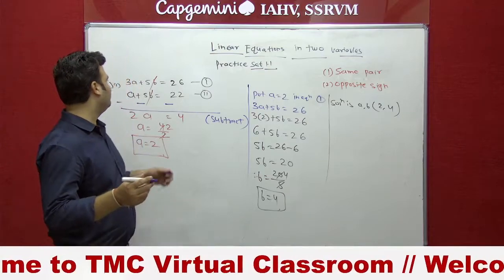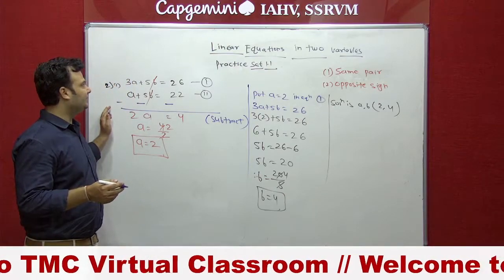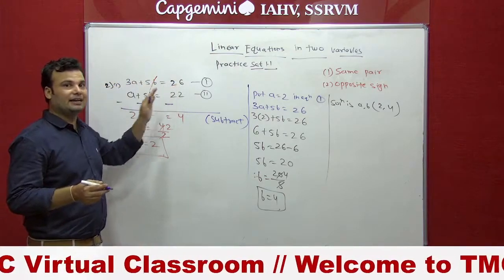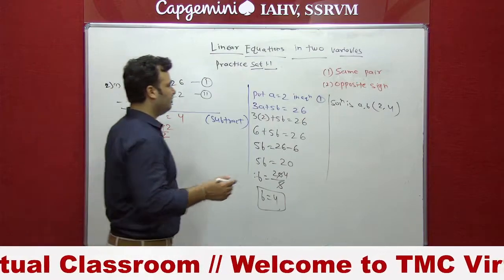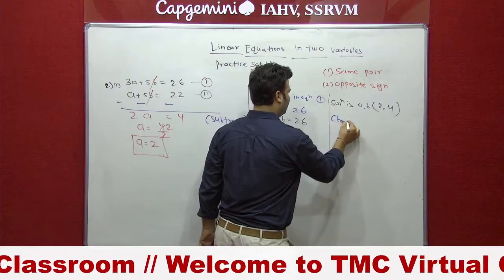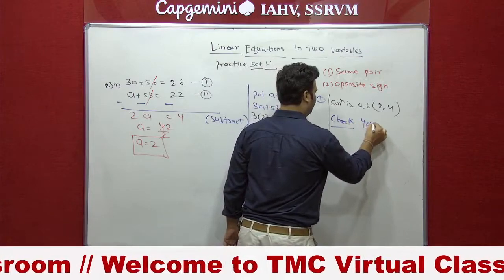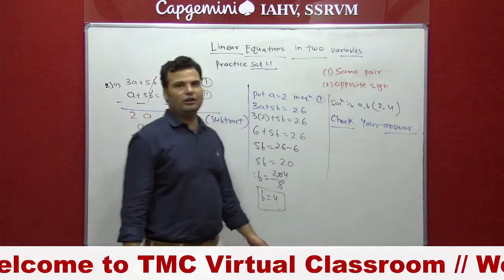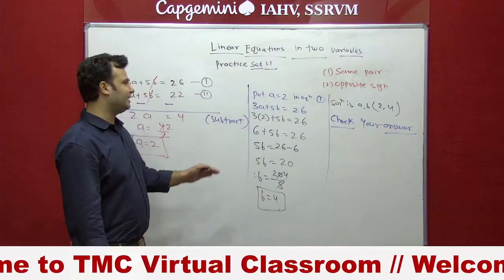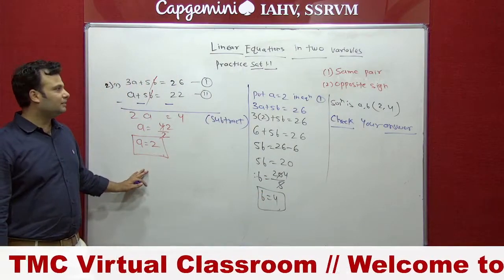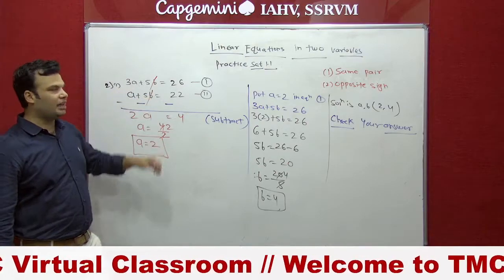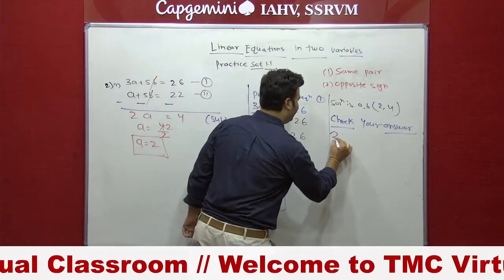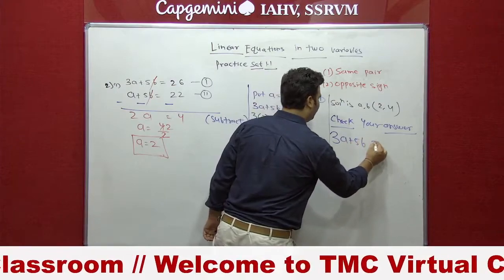Student, if you want to check whether your answer is correct or not, you can do one thing. You can put the values in any equation and just check whether left hand side and right hand side are the same or not. So 3a plus 5b. Check your answer. It is only for you. It is not necessary that you write it in your answer paper. You have to just check your answer. So you can see 3a plus 5b equal to 26.